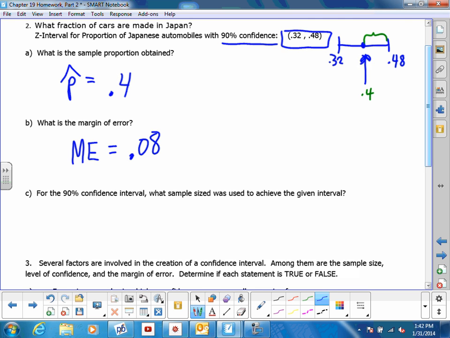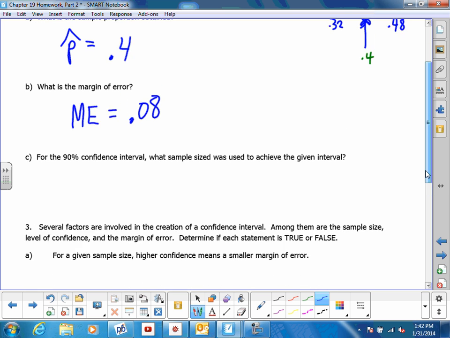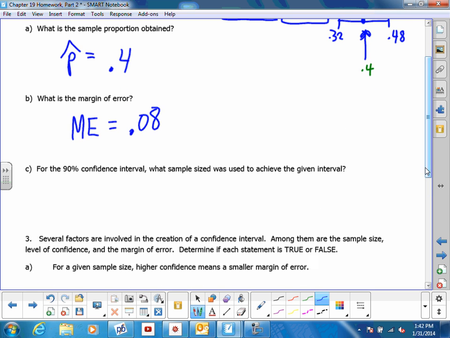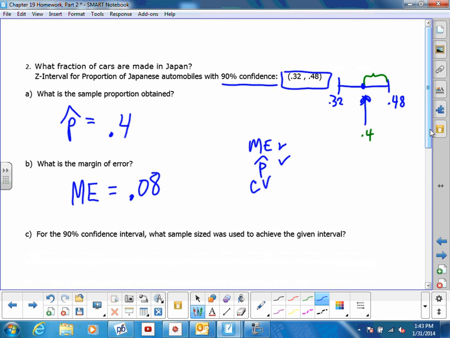All right. Now here's the part that really gets people. You can figure out the sample size from this. The reason you can figure out the sample size is because you know the margin of error. Got that. You know the p hat. We got that. You know the critical value, which, by the way, for 90% confidence, is 1.645.